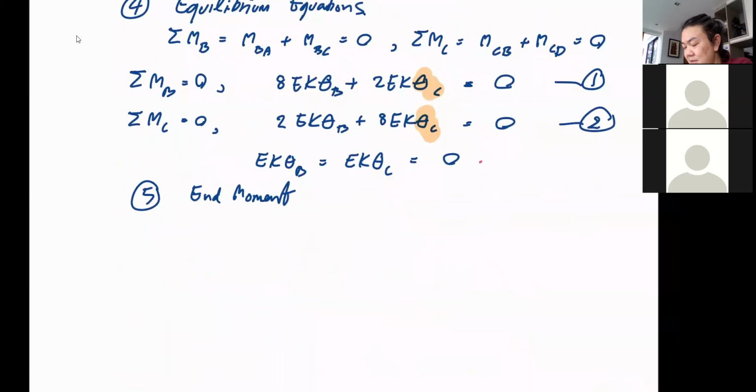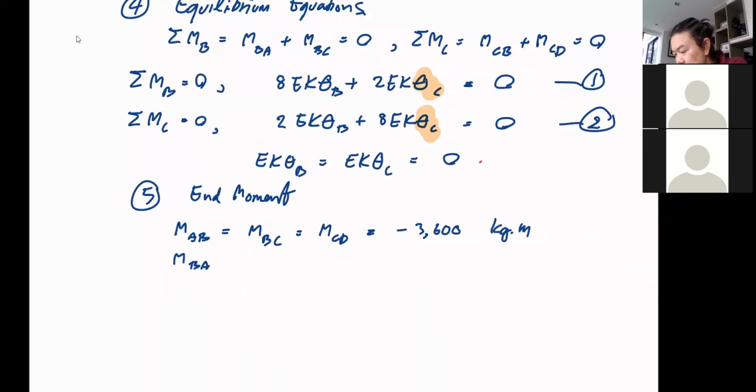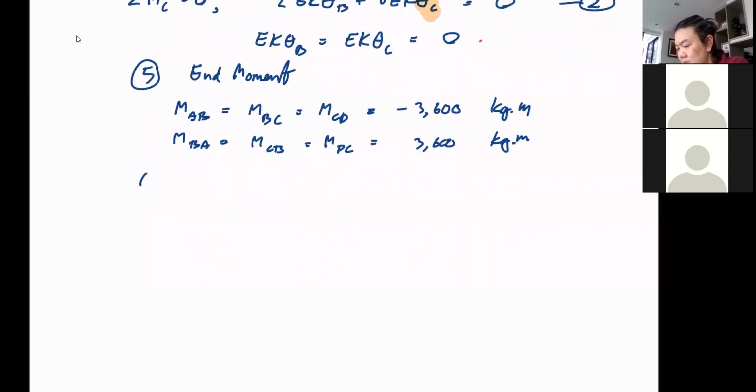So we can now say MAB equal to MBC equal to MCD equal to minus 3600 kilogram meter, and then MBA equal to MCB equal to MDC equal to 3600 kilogram meter. Okay, and what you should be able to do next is, of course, the reactions.